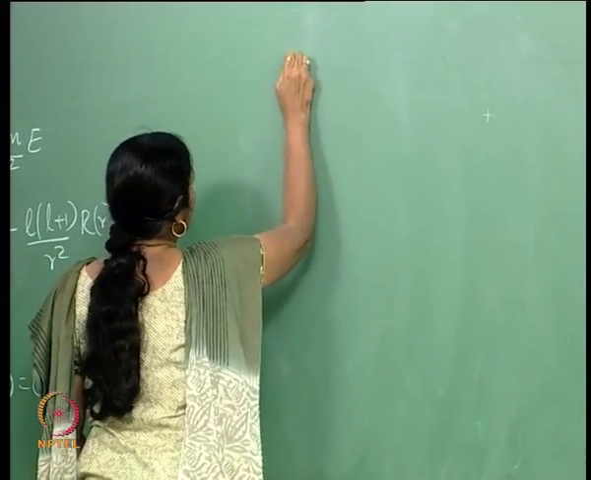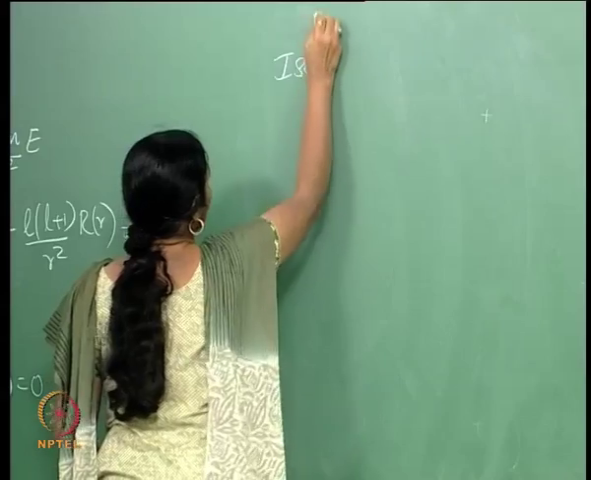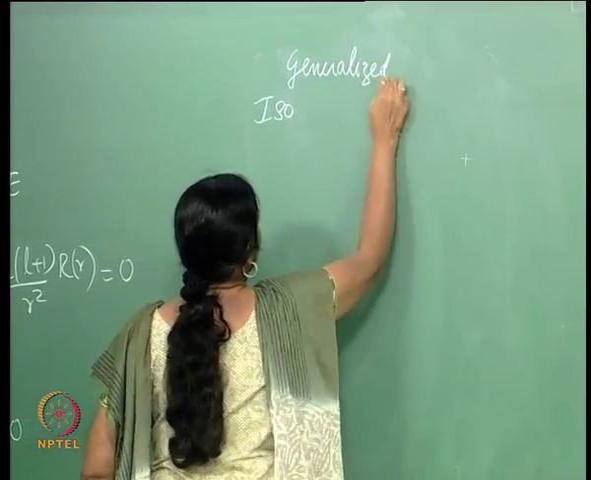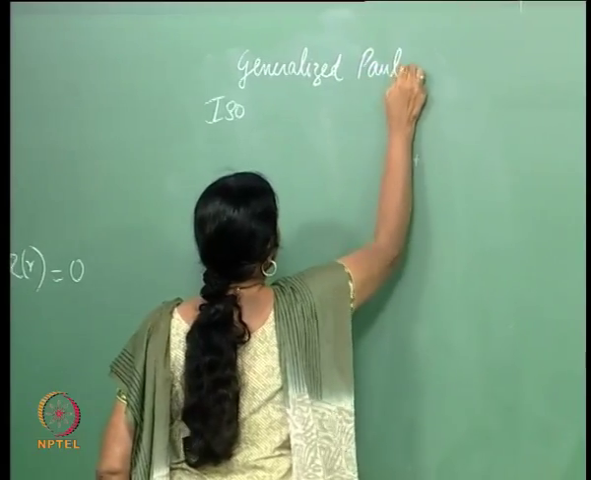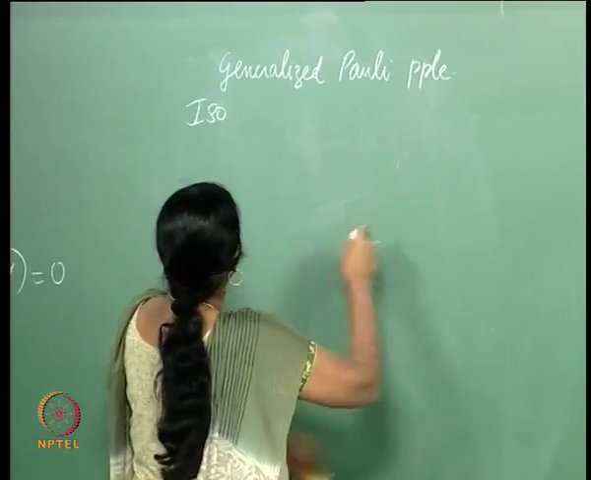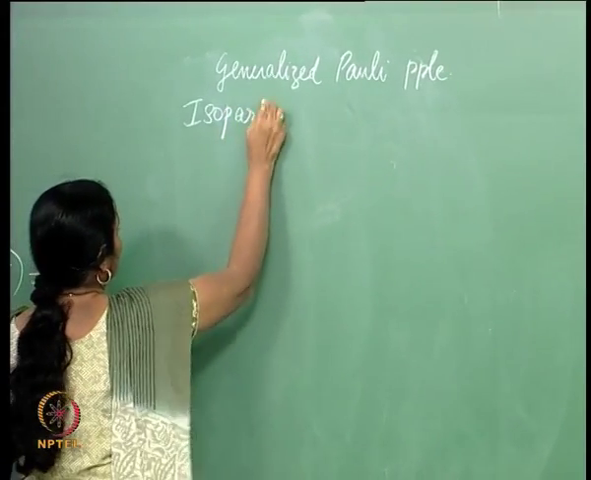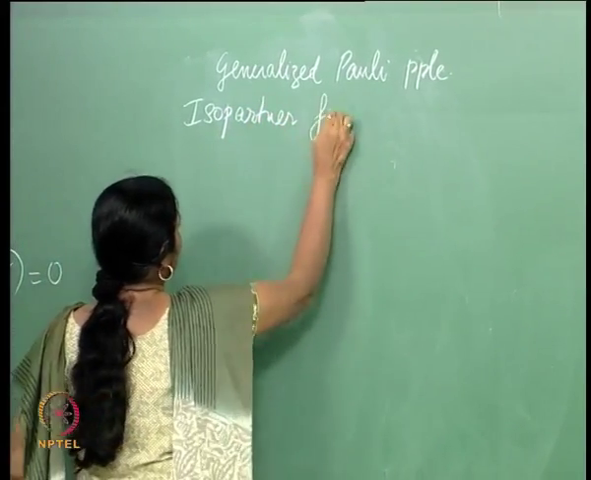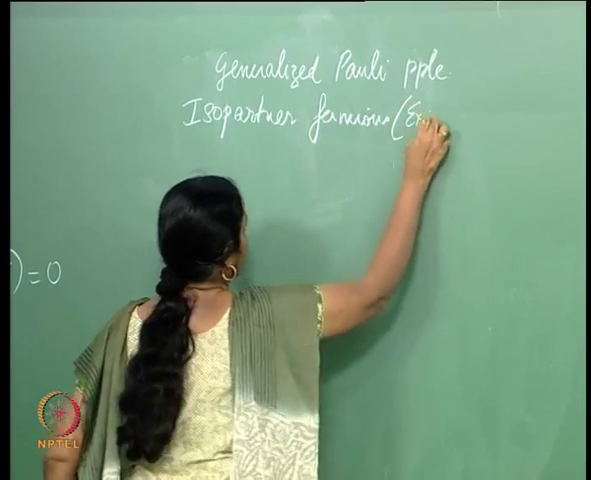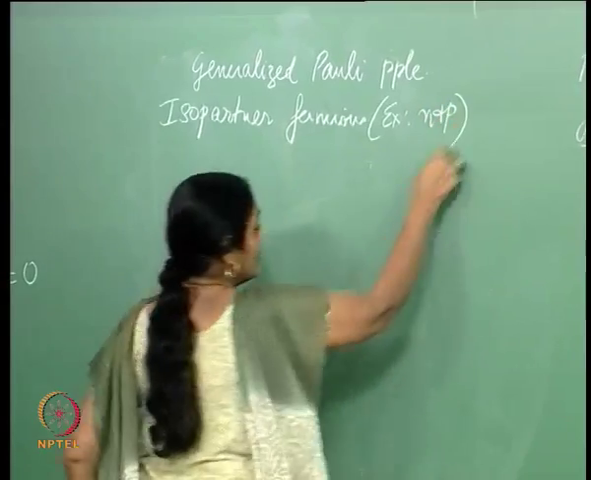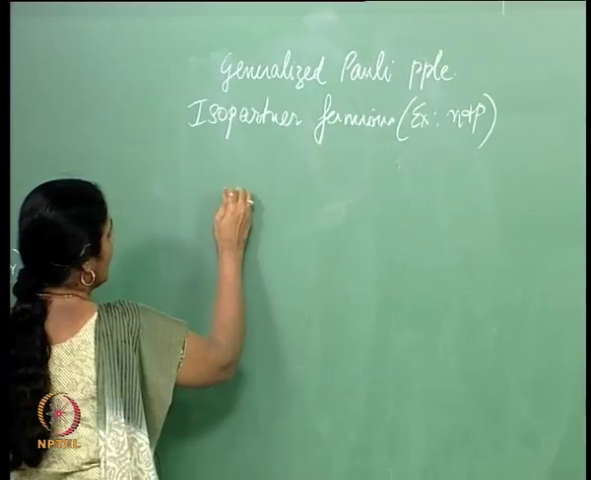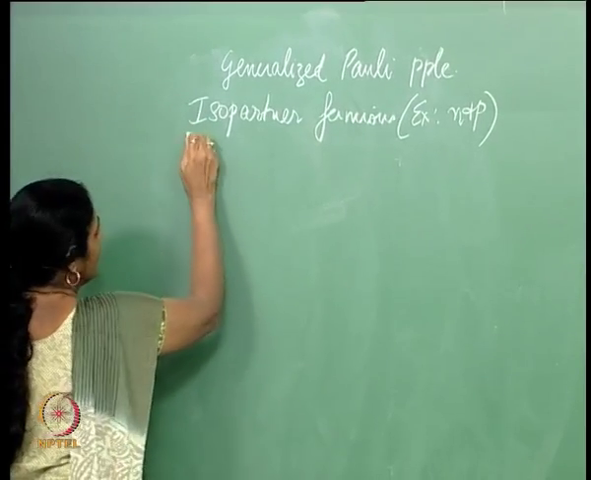But I had said that isopartner fermions, this is the generalized Pauli principle, which I did talk about in one of my earlier lectures. Isopartner fermions, example, neutron and proton. They form an isodoublet. Consider isopartner fermions.